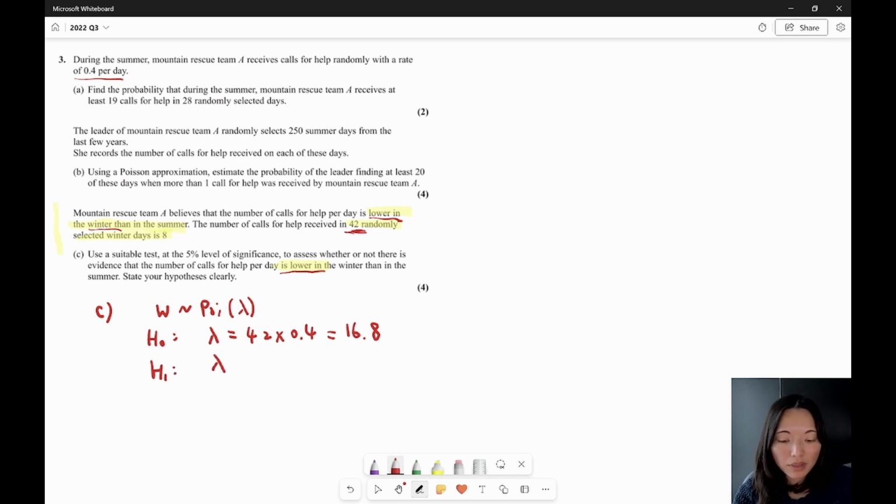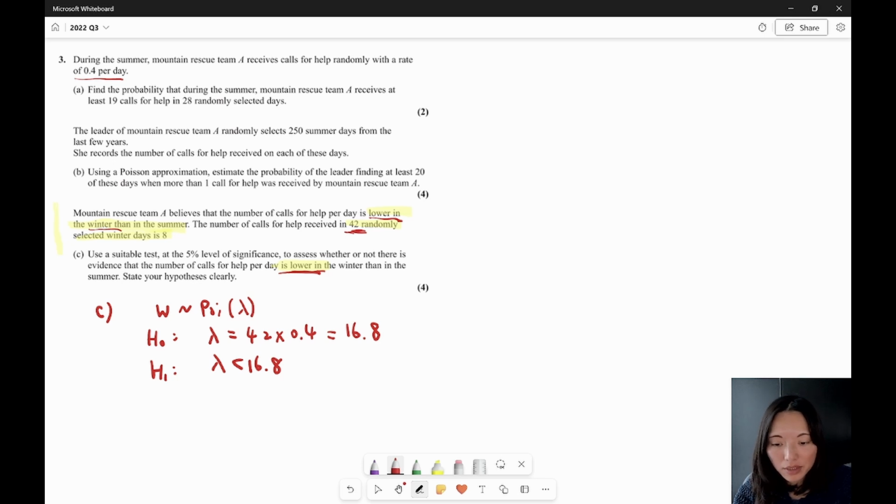Are we saying lambda does not equal, lambda is less than, or lambda is greater than? Again, blue is in the question. It's asking us whether, in the winter, lambda is lower. So lambda less than 16.8. So these are our hypotheses. And what is the probability that we need to be working out?